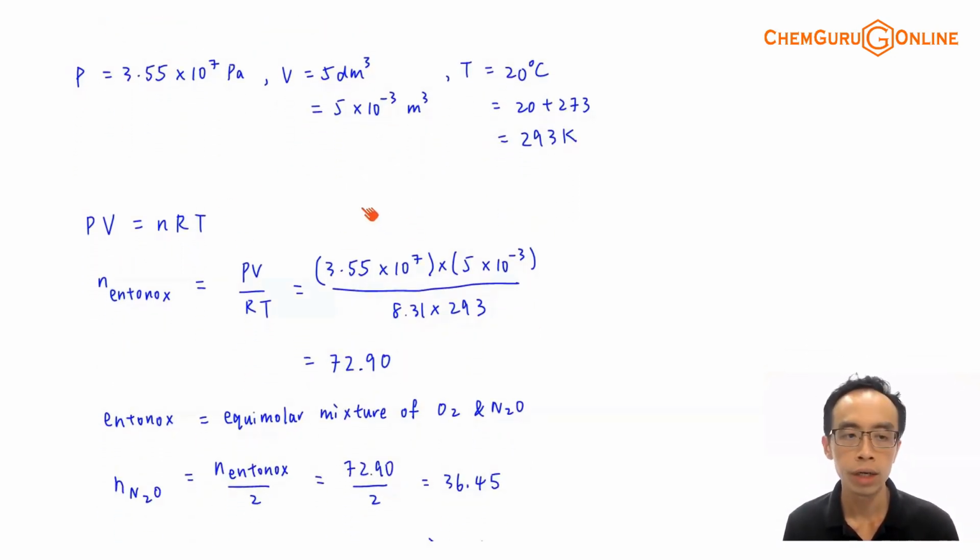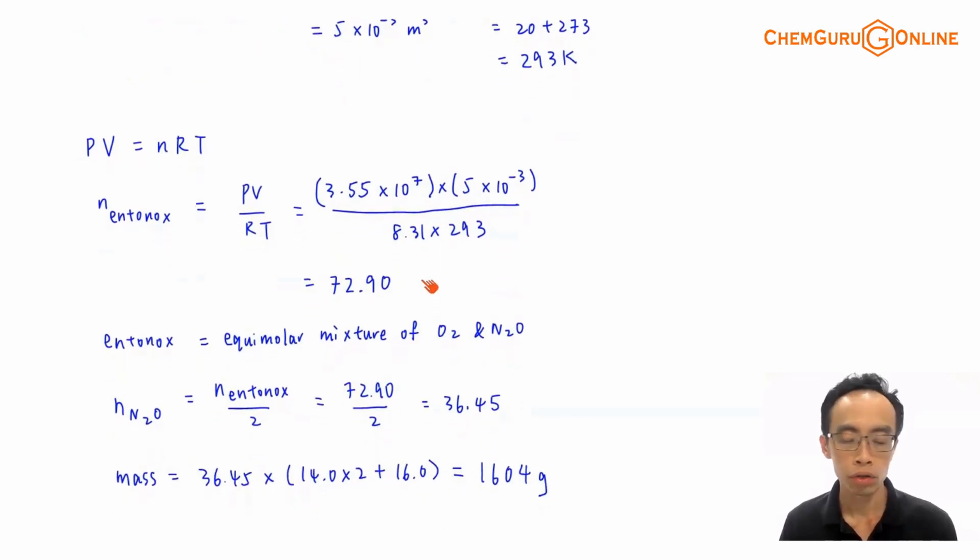Therefore I can substitute everything into my ideal gas equation. PV equals nRT. I write this in terms of the number of moles of that gas equals PV divided by RT. Pressure, we can sub in the value. Volume, I can sub in 5 times 10 to the power of minus 3. R is 8.31, the gas constant. Temperature is 293. So we can calculate this. The number of moles of your ethanox gas is 72.90 moles.